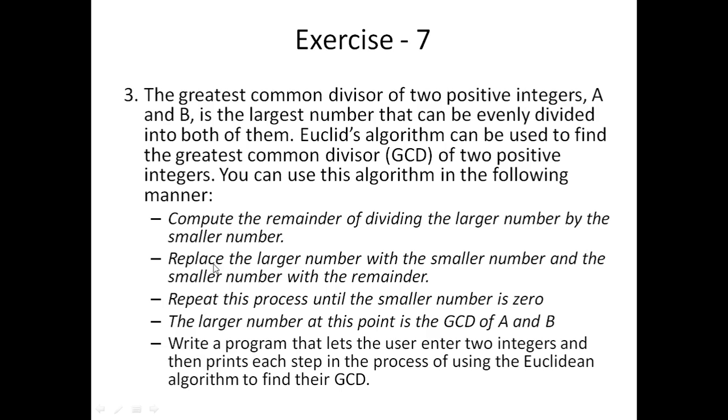Now what you have to do is replace the larger number with the smaller number and the smaller number with the remainder. Then we have to repeat this process until the smaller number is 0. We have to repeat this until the smaller number is 0. The larger number at this point is the GCD of A and B. Whenever that smaller number is 0, then the larger number is the GCD.